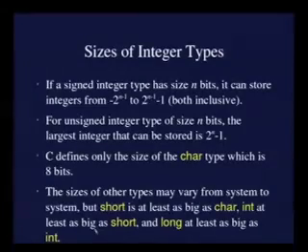So on one kind of computer, the short may be 16 bits, on another it might be just 8 bits and so on. But what the language guarantees is that short is at least as big as char, int is at least as big as short, and long is at least as big as int.